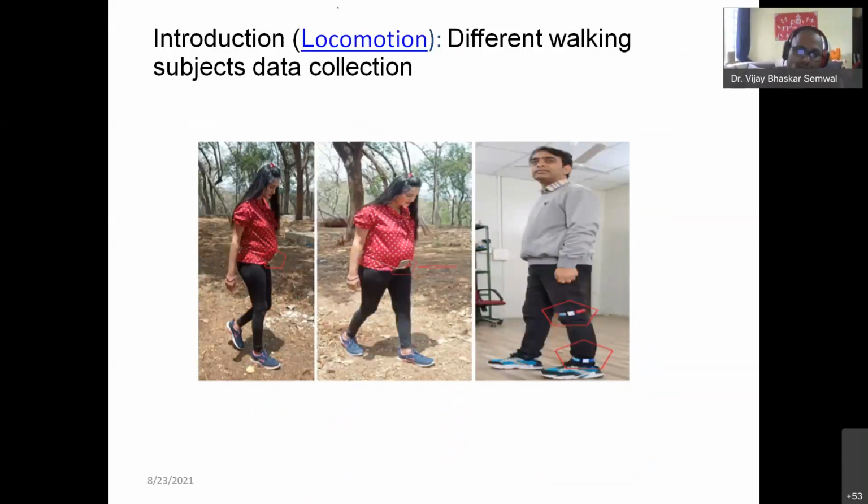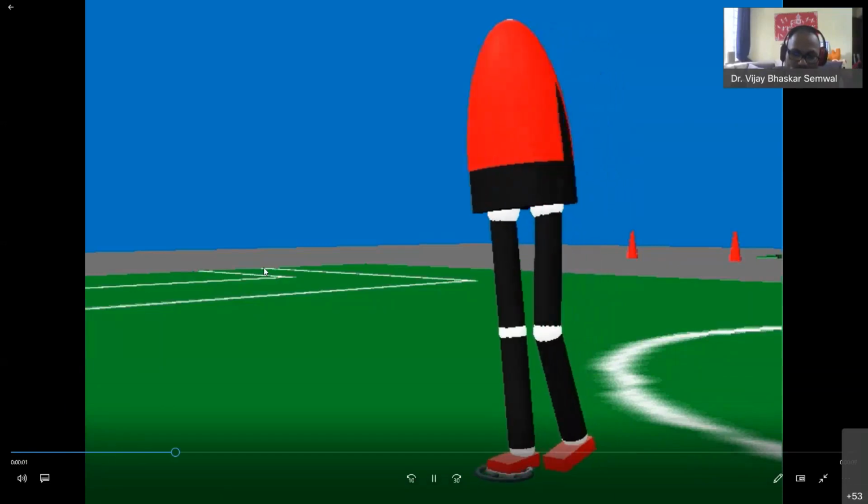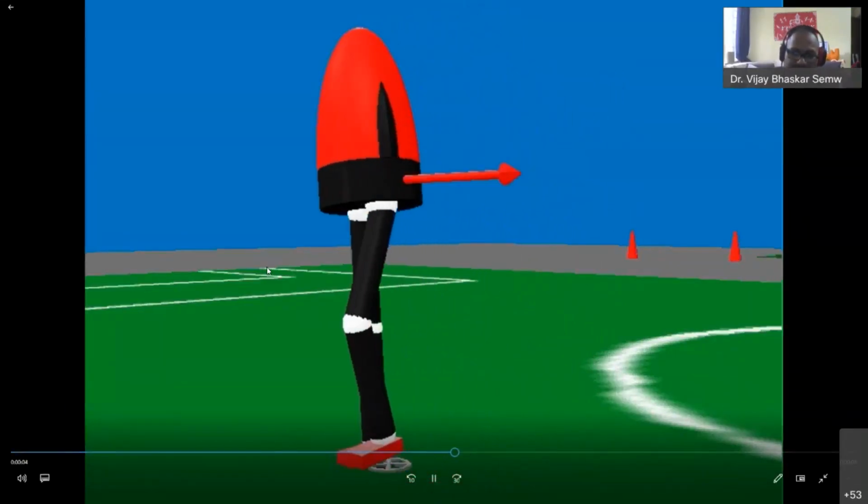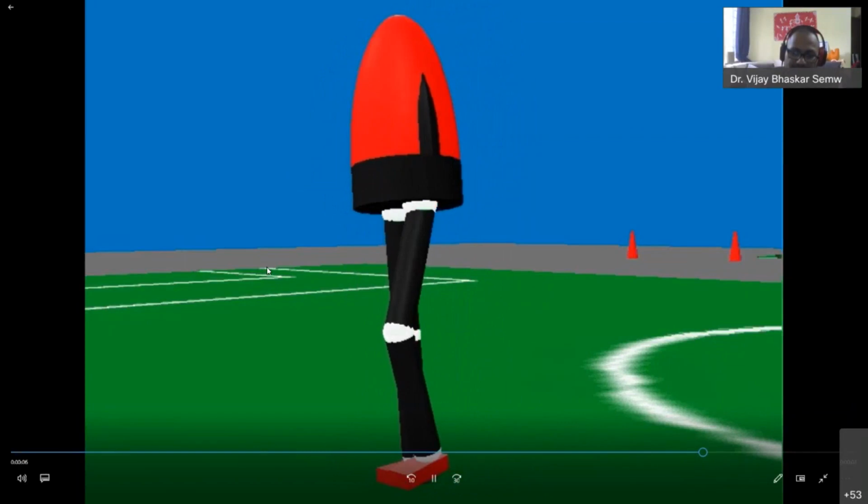Now, I already introduced locomotion in the morning. What is locomotion? Now we'll see how we are acquiring it. This is locomotion: coordination of the left and right leg walking in the forward direction.